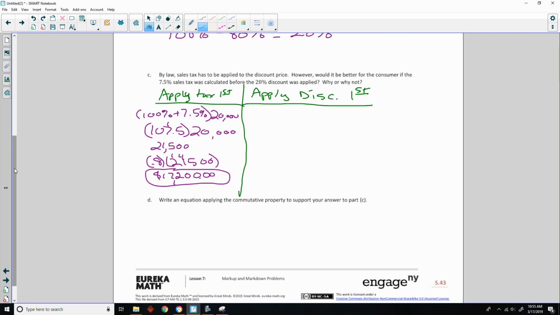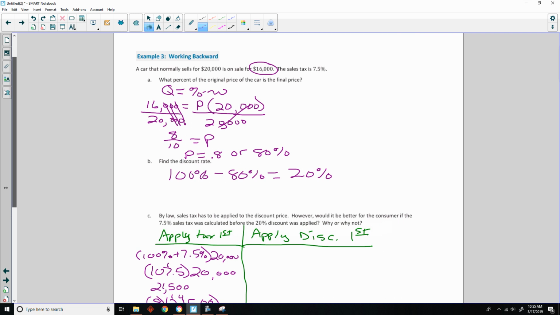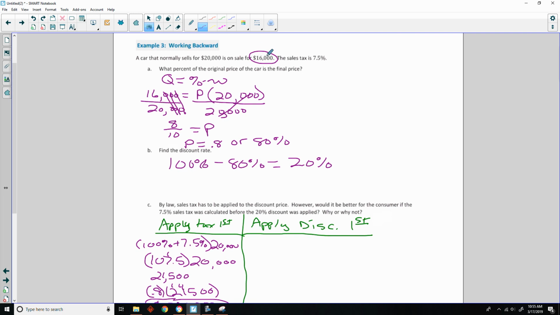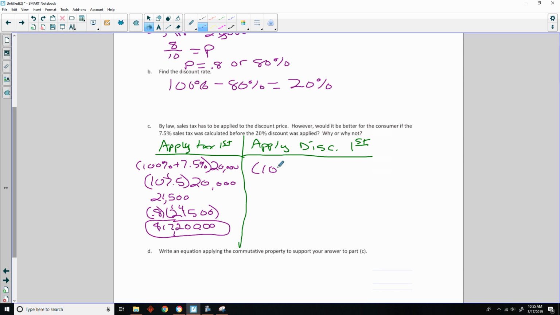If we apply the discount first, I'm not going to do that again. We've already done it, haven't we? If we applied the discount first, it was $16,000. So we're just going to add the tax to it. So we take the 100% plus the 7.5%, 107.5%, times the discounted price of 16,000.